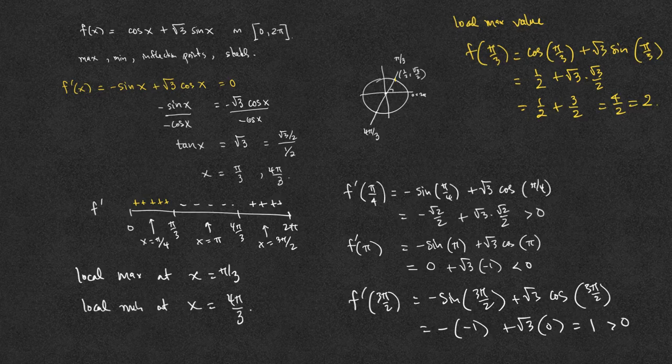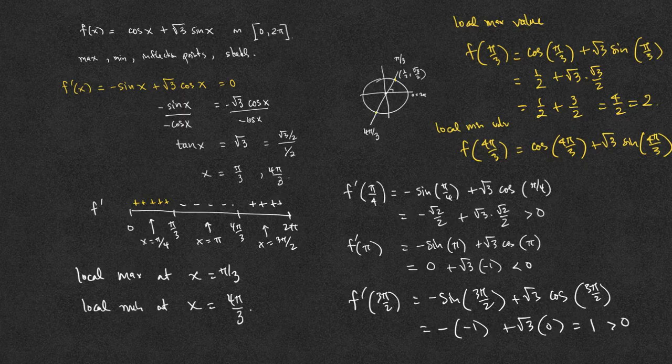The local maximum value occurs at x equals pi over 3 on the interval 0 to 2 pi, and the value is 2. For the local minimum value, we would plug in 4 pi over 3 into the function cosine of 4 pi over 3 plus the square root of 3 sine of 4 pi over 3.